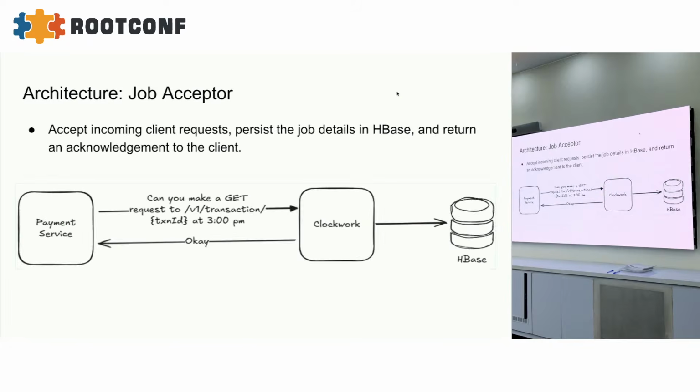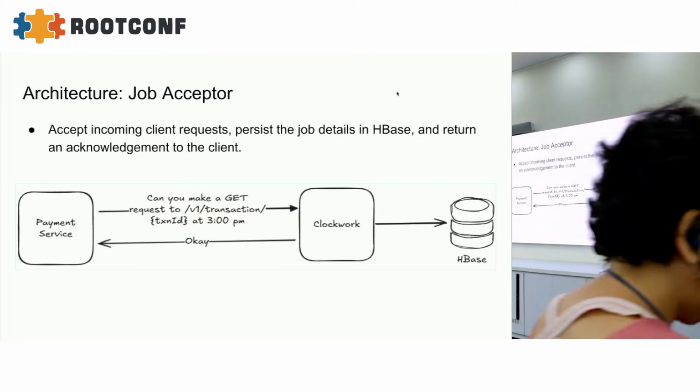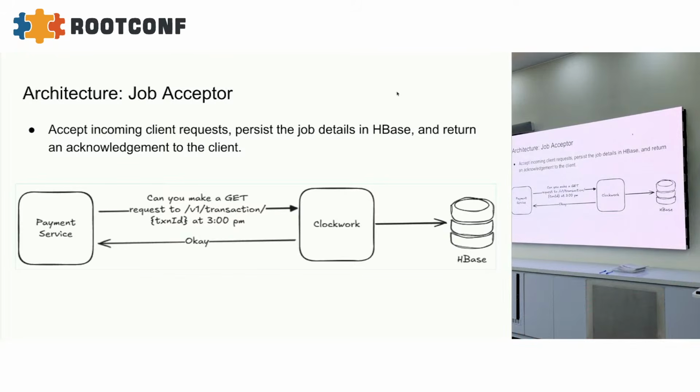Let's look into the first module, the job acceptor module. This is a lightweight module. It's responsible for accepting incoming job requests and storing that job in HBase, which is our durable store, and providing an acknowledgement to the client. This is a very fast operation, generally covered in a single-digit millisecond, because all we need is to store the job details in HBase and give an acknowledgement.